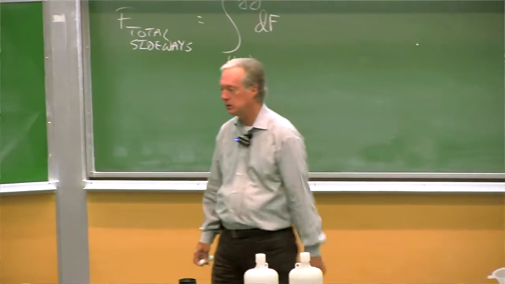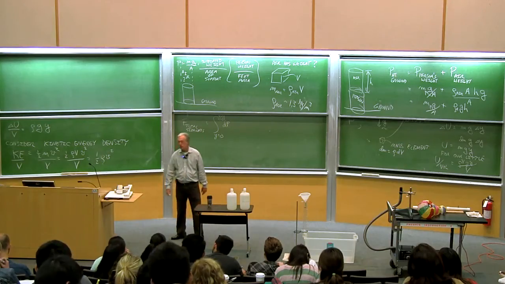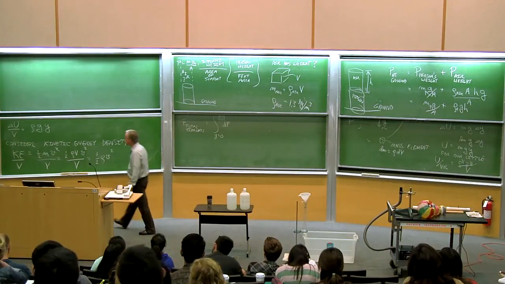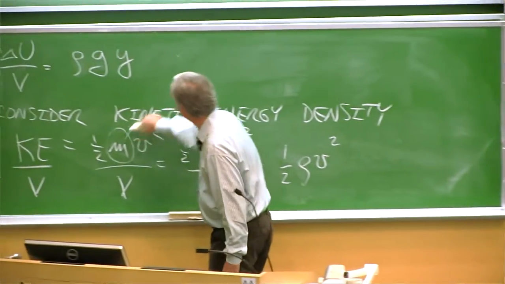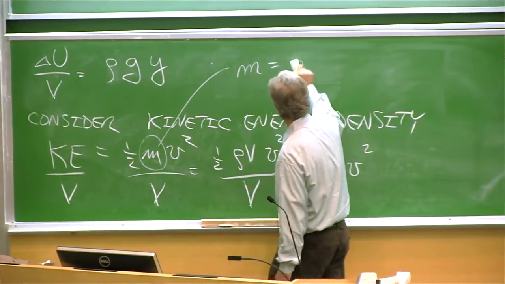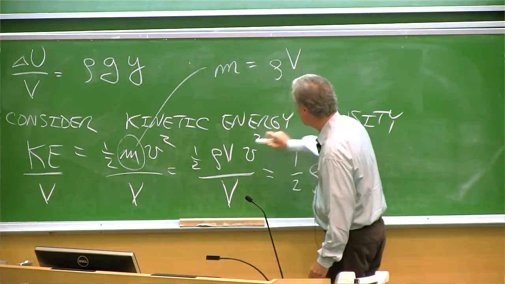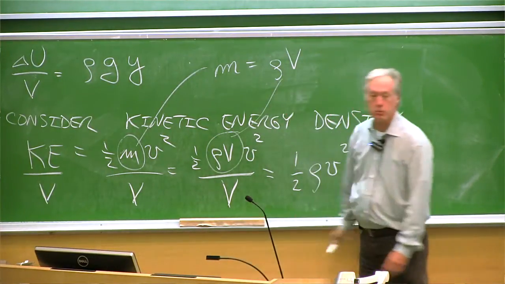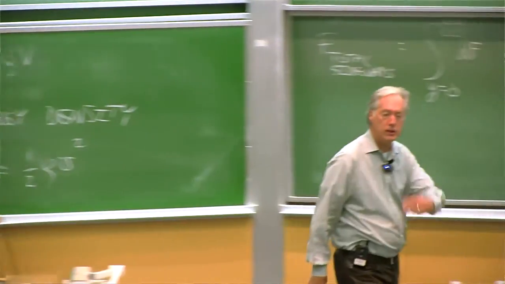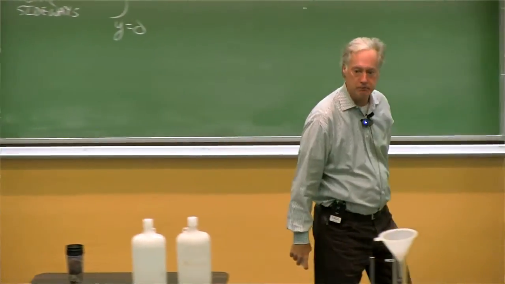Yes, sir? When you do it per volume, why do you multiply the top by volume? Oh, why did I do that? Because m equals rho times V. And all I did was replace m with that alternative way of saying what it was.